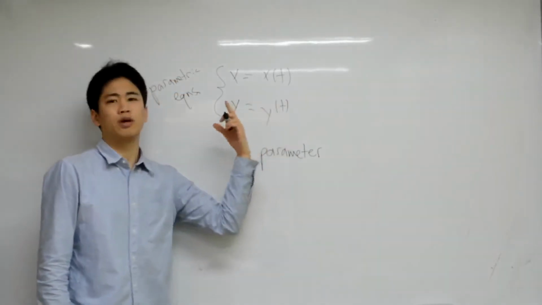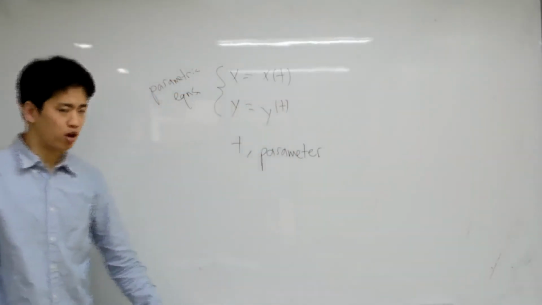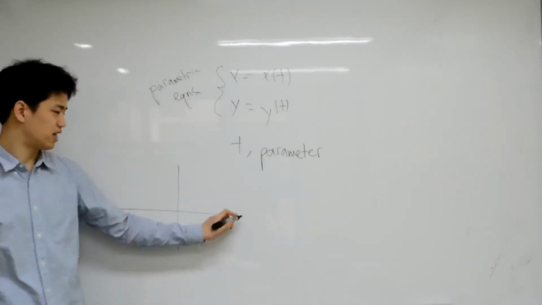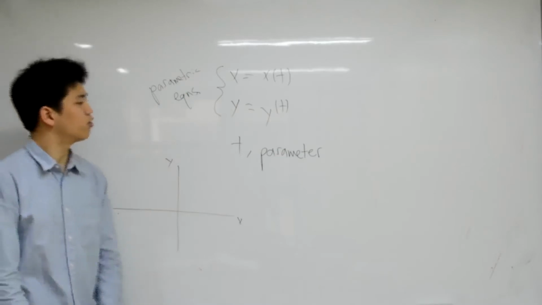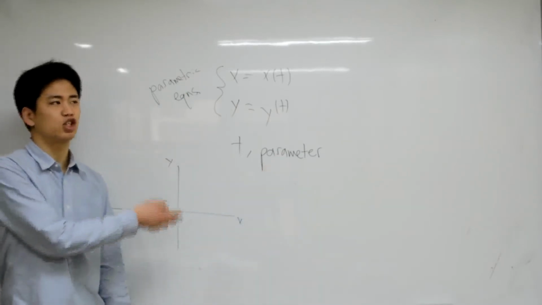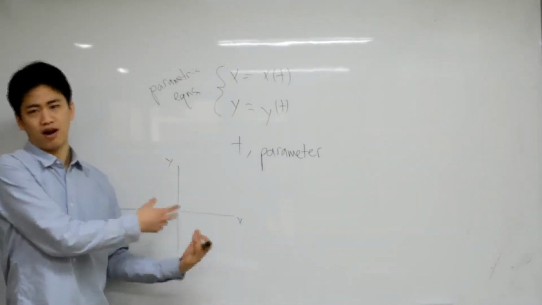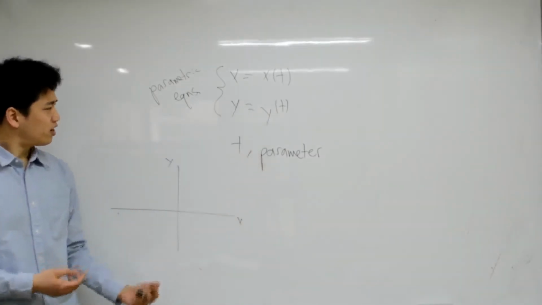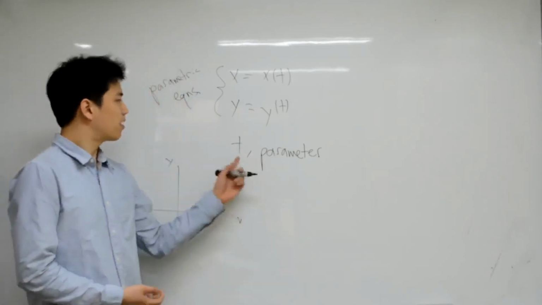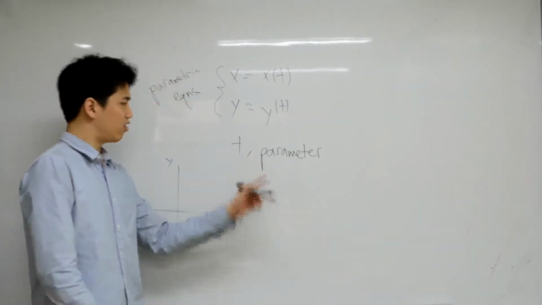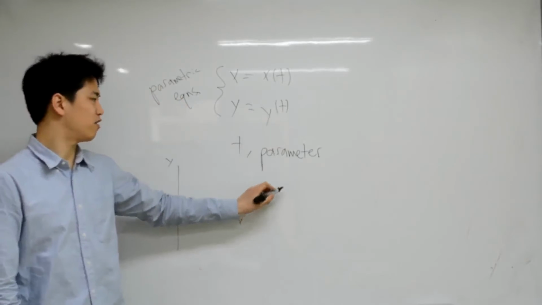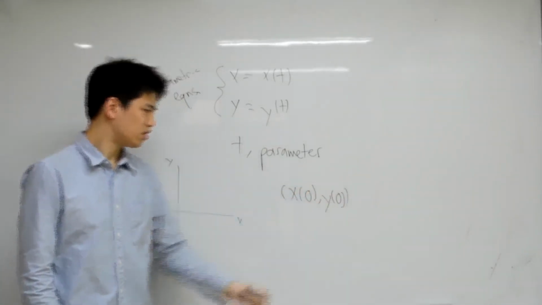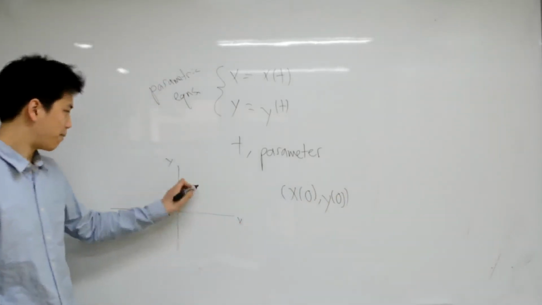So when we draw this relation on an xy plane, notice that we still just have an x-axis and a y-axis. So the parameter t doesn't actually show up on the graph. It's not visible. But the way to draw it is to just plug in, for example, t equals 0. Then at t equals 0 we have x0 and y0, right? So whatever x0 and y0 is, that point is on the graph.